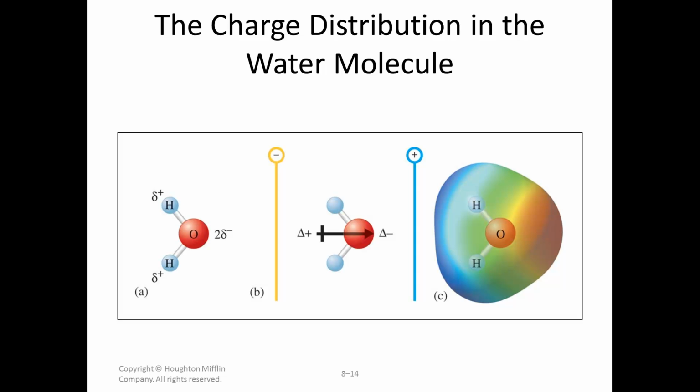If we look at the water molecule, the oxygen of water is more electronegative than hydrogen, so we have a partially negative oxygen and partially positive hydrogens. This gives us a dipole moment, as is shown in B, in the direction of oxygen. We could also look at an electrostatic potential map for water and see the area of red around the oxygen and the blue area around the hydrogen, indicating area of high electron density on oxygen and area of low electron density on hydrogen.